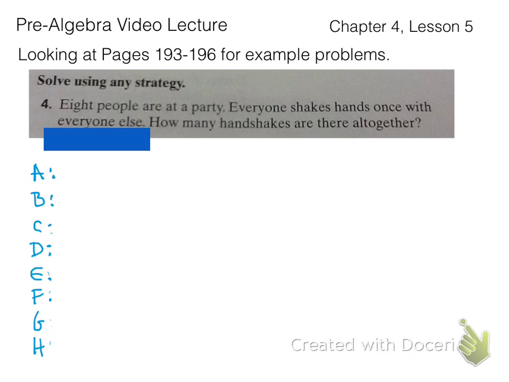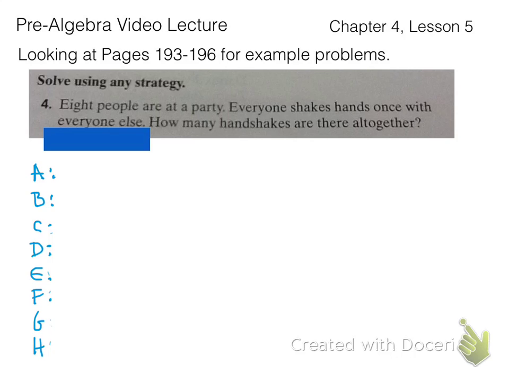All right, last problem. And guess what? It's a tennis problem. So we have 8 people at a party. Everyone shakes hands once with everyone else. How many handshakes are there altogether? Well, since I have 8 people and I don't know their names, I'm just going to give them letters of the alphabet. Maybe you have Albert and Bernice and Clyde and Dylan and Ethan and Frank, George, and Hank. All of them got to shake hands, right?